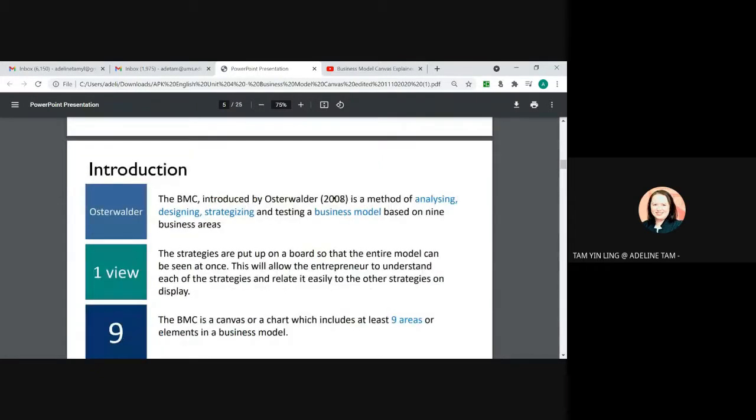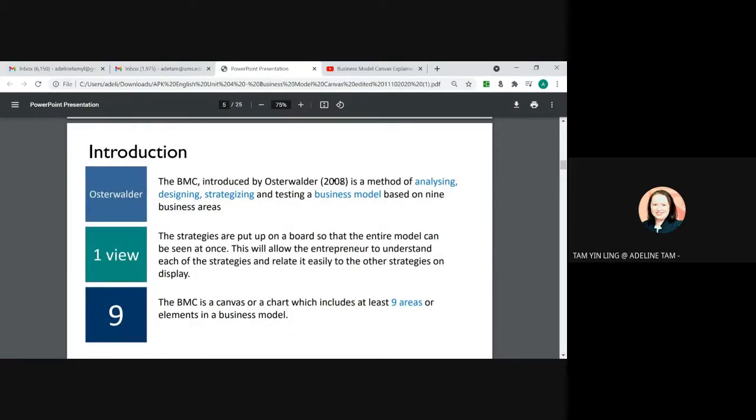Okay, before that, BMC actually was introduced by Oscar Walter in 2008. So the purpose of BMC is to help you to analyze. After you analyze, you design and strategize, meaning that you come up with a strategy of business model. And you also do a testing whether this business model works or not, on paper first. You want to see, does the relationship between one area and another area work or not? So with that, you determine whether the product can be sold or not.